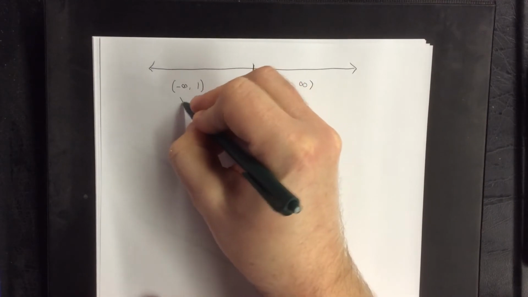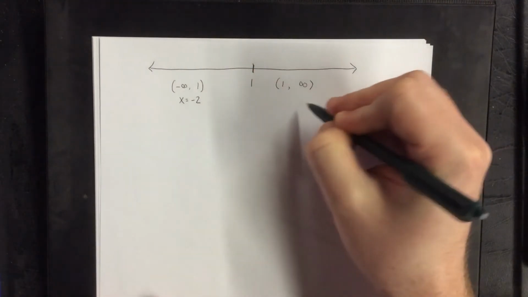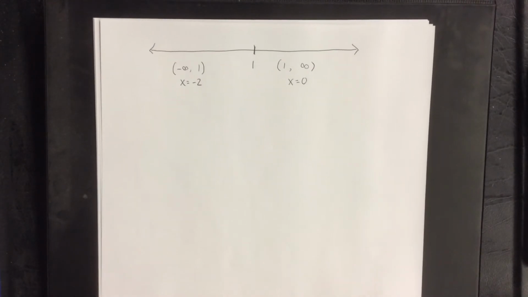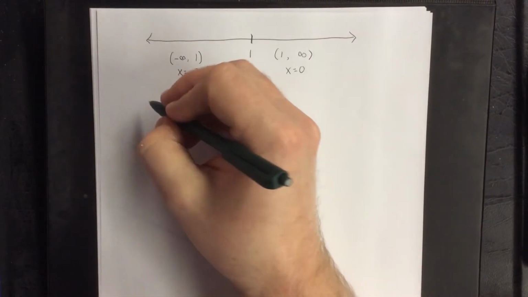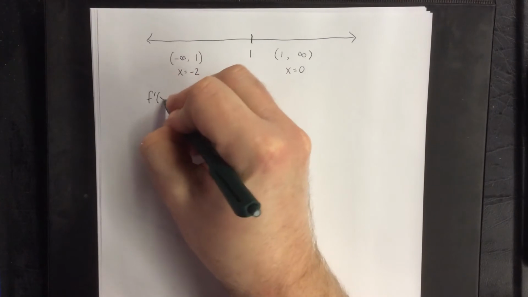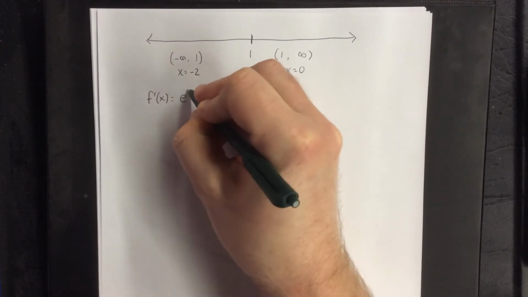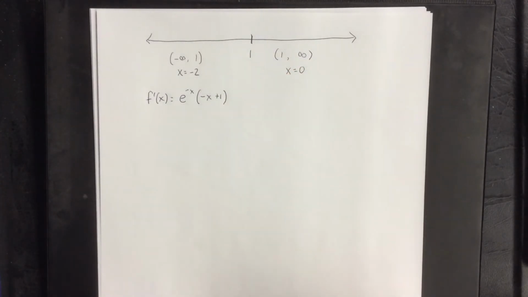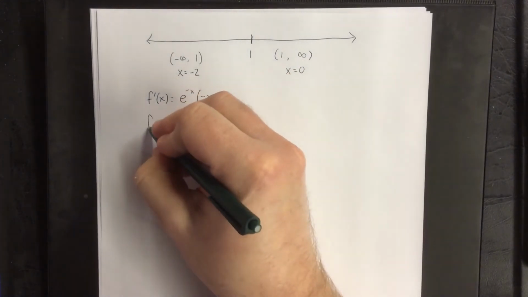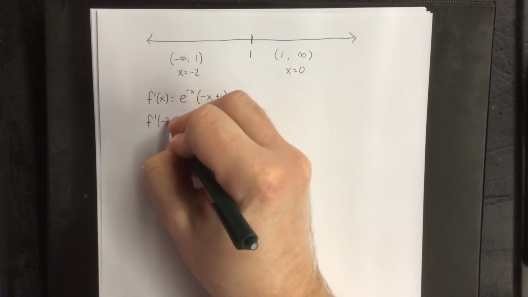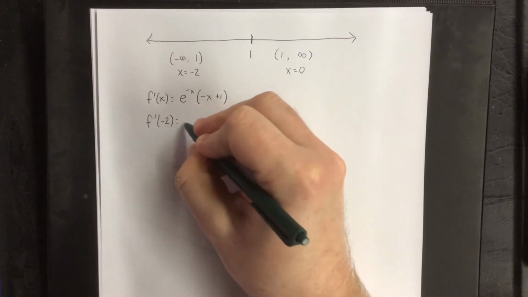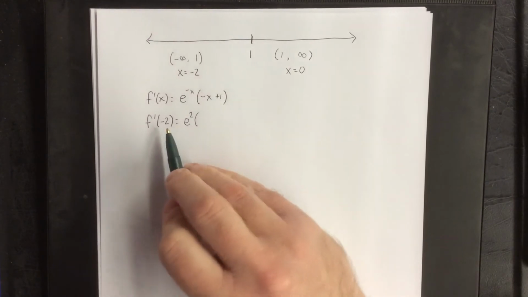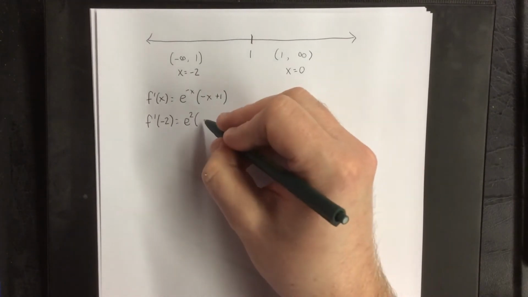To test these, I'd like to make use of x equals negative 2, and we'll use x equals 0 for the other one. Now we are plugging this into the first derivative that we got, which was f prime of x equals e to the negative x times negative x plus 1. So plugging in negative 2 to test the first interval, that'll be f prime of negative 2. That'll be e to the negative negative 2, so positive 2. And then negative negative 2.